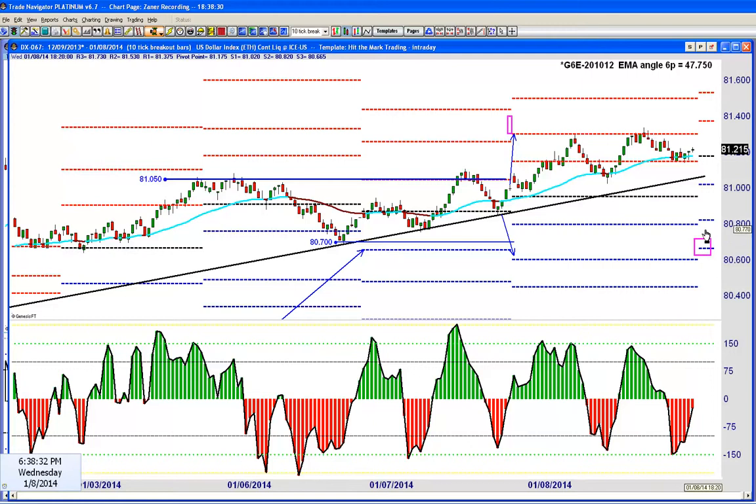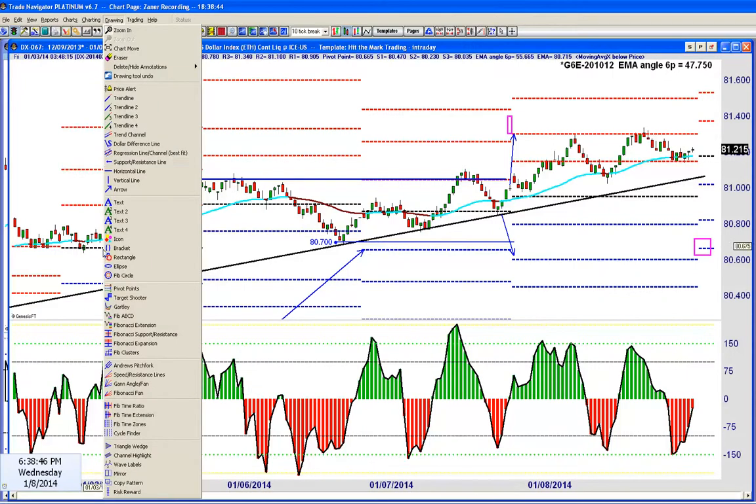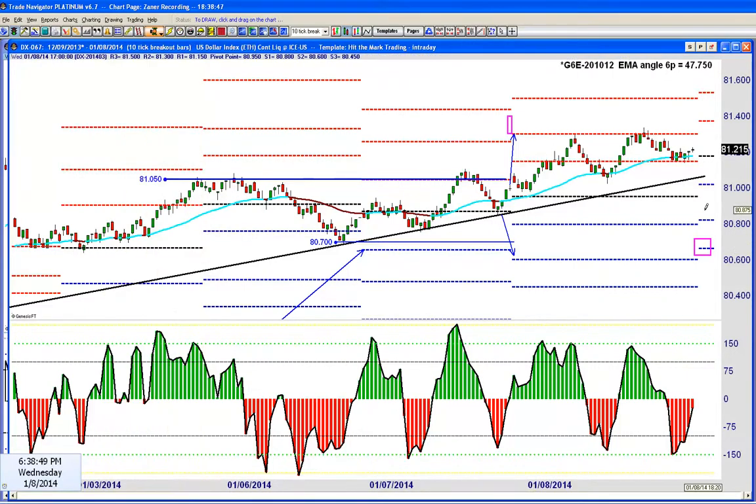Obviously, if we fall down through this, I think we'll probably run up to this level. Can I move that? Cannot seem to move that. Well, let's just draw another one. All right. Right here. If we break down through this S2, then of course we would go to S3. Okay, good.